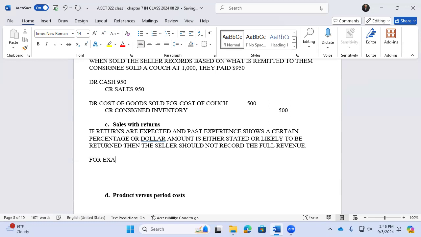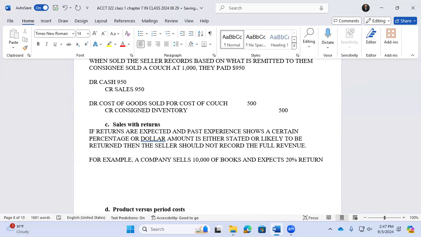So for example, those $10,000 books and expects 20% return. So when they sell it, they debit accounts receivable or 80% sales, or 8,000.